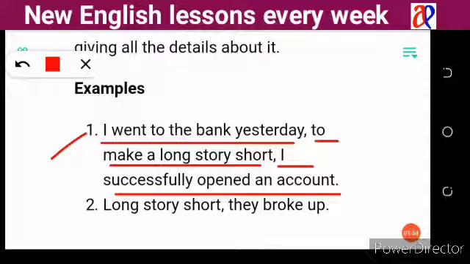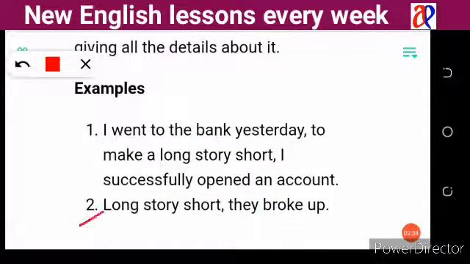Now, by using to make a long story short in this sentence, I mean I don't want to say everything that happened when I went to the bank. I don't want to give the details about what happened when I went to the bank. I just want to give the most important information, which is opening an account. So whenever you don't want to give the details about something, you just use make a long story short. Now let's go to our second example.